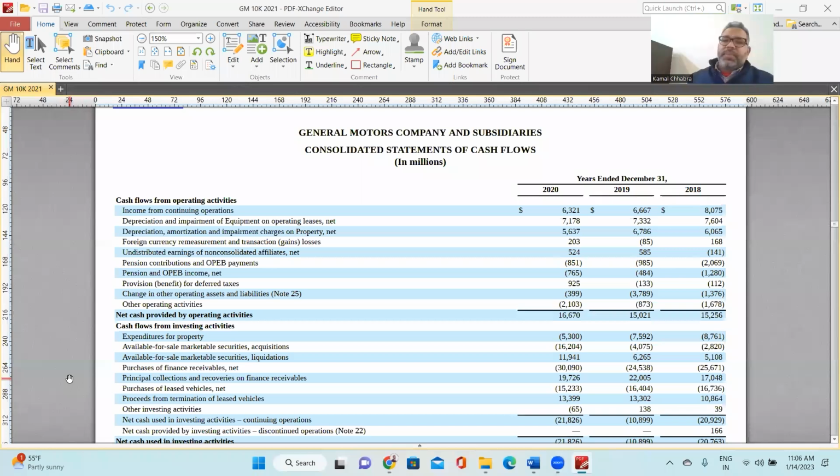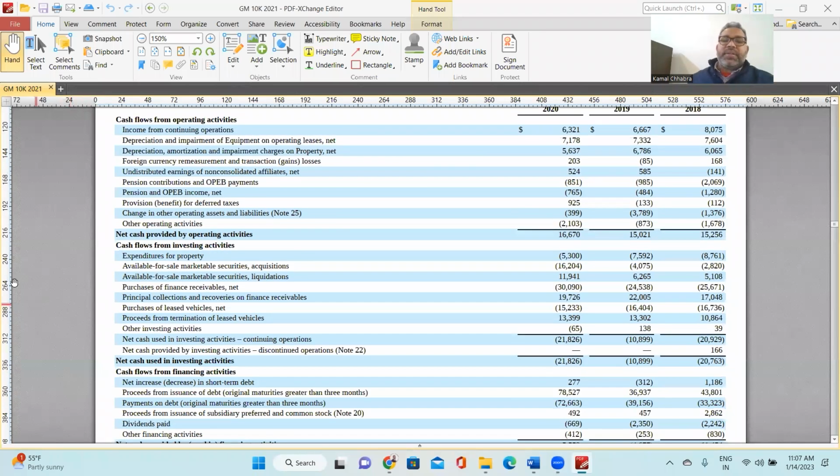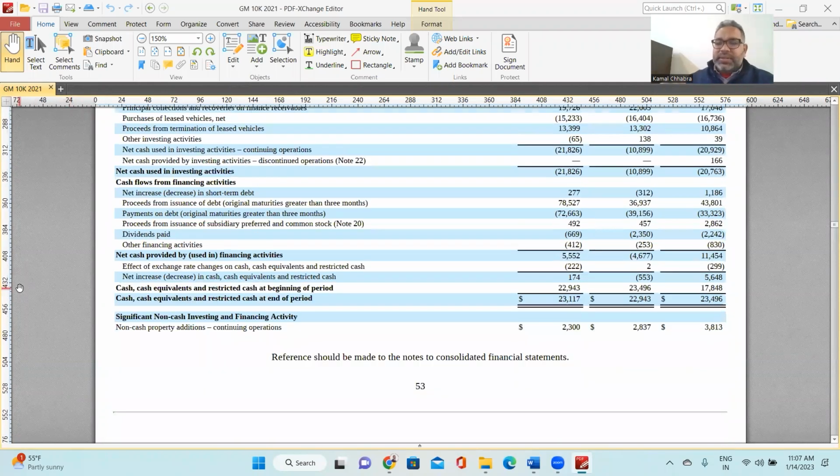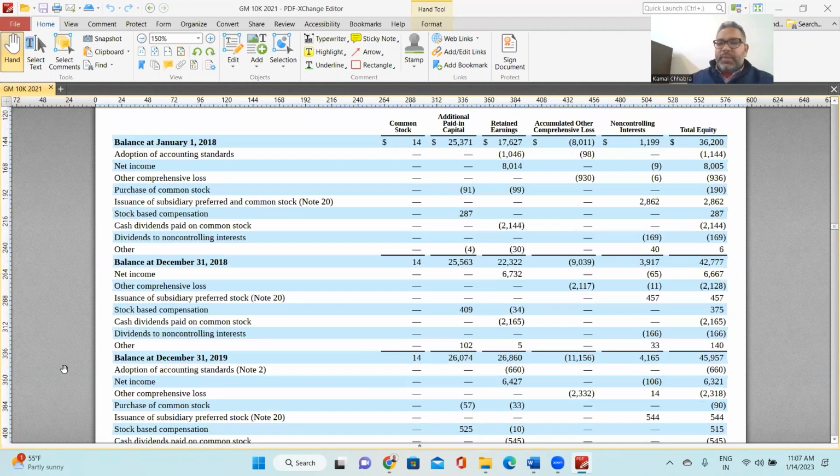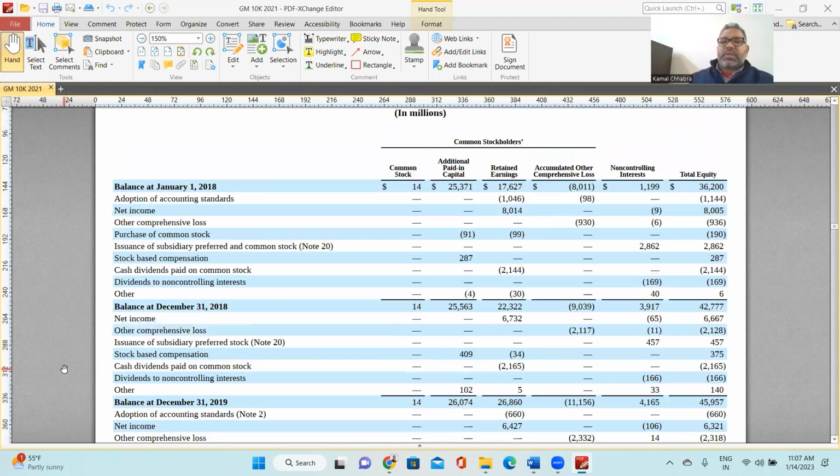In the cash flow statement, you will see operating activity separate, investing activity separate, financing activity separate. So that's a disclosure part. Same way, when it goes to notes to accounts, like this is the statement of equity. You will see common stock separately, additional capital separately, retained earnings separately, accumulated comprehensive loss separately, and non-controlling interest and the total equity separately. So these separate disclosures are called presentation and disclosure.